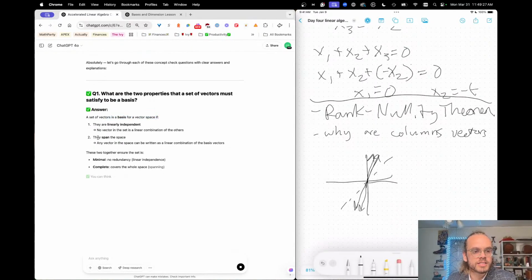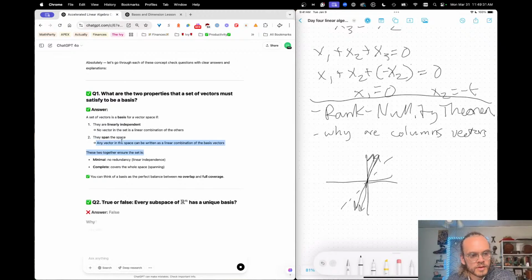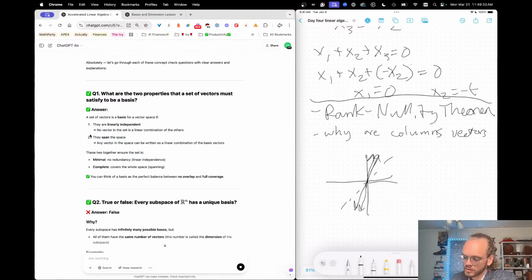Linearly independent. Oh, they span the space. That's the part that doesn't make sense. I guess I want to see an example where they're linearly independent but don't span the space.